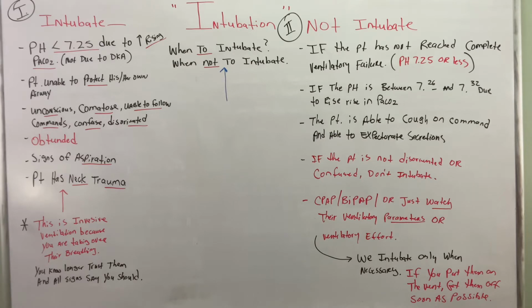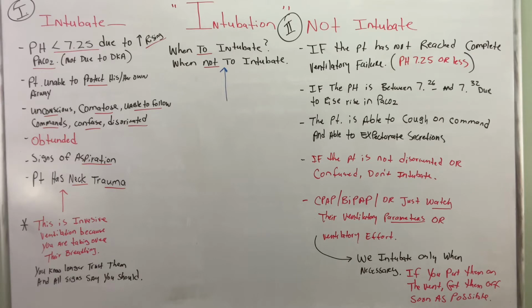The pH must be less than 7.25 due to a rising PCO2. Now, we're not talking about a situation where the patient has diabetic ketoacidosis, all right? But when the pH drops below 7.25 because of that CO2, you need to intubate, all right?